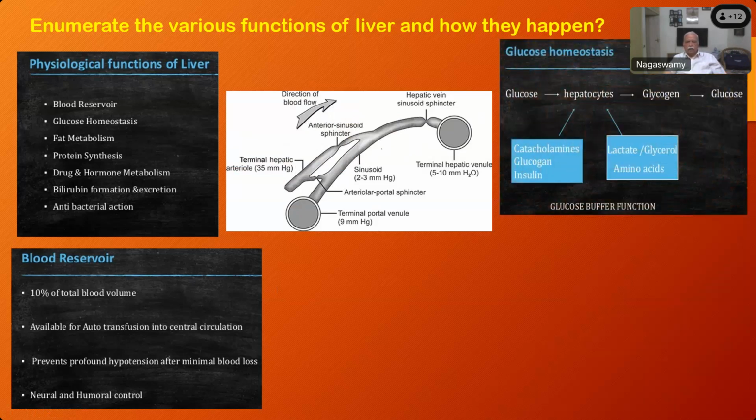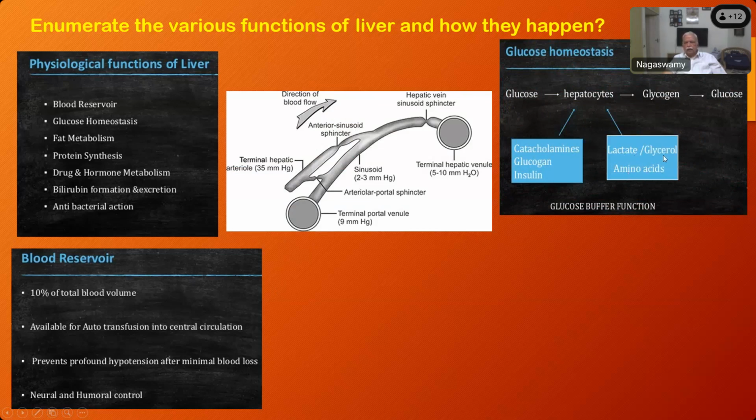The second function is glucose homeostasis. Glucose goes to the hepatocytes. As I told you earlier, it is converted into glycogen and kept as a store for release whenever there is hypoglycemia. It is acted on by catecholamines, glucagon and insulin. These are the three hormones important for glucose metabolism at the hepatocytes, and glucose can also be formed from other substrates.